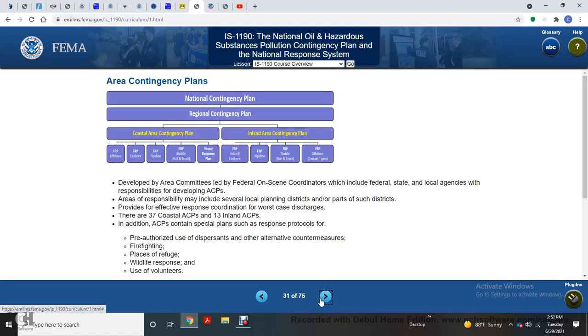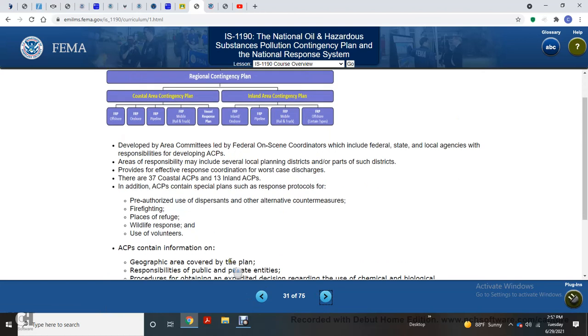Area Contingency Plan, National Contingency Plan, Regional Contingency Plan, Coastal Area Contingency Plan, Inland Area Contingency Plan, Offshore, Onshore Pipeline, Mobile Rail Truck Response Plan, Inland, Offshore, Pipeline, Rail, Mobile Rail, Offshore, and certain types. An area committee is developed with the federal on-scene coordinator and federal, state, and local agencies responsible for developing an area contingency plan. Areas of responsibility may include several local planning districts or parts of such districts. They provide effective response coordination for worst case discharge. There are 36 coastal area contingency plans and 13 inland area contingency plans.